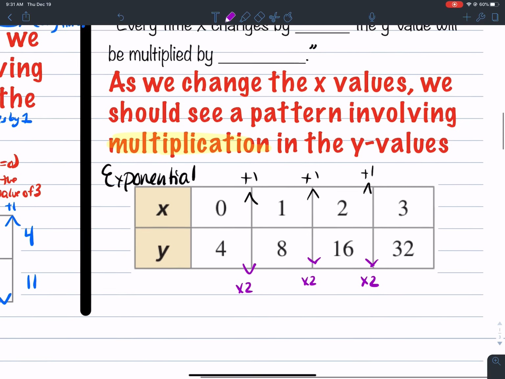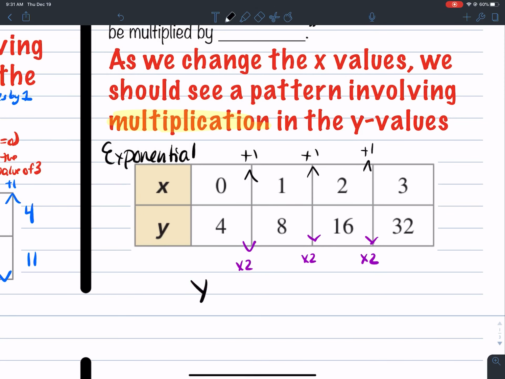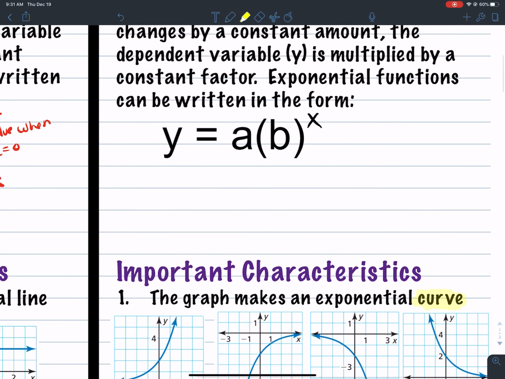So this brings us back to our equation. And the equation of this table would actually be y equals 4 times 2 to the power of x. So what does that mean for us? In our equation up here, the a value is actually the starting value of an exponential function. So we call this the start value. Specifically, what that means is this is the y value when x is equal to 0.